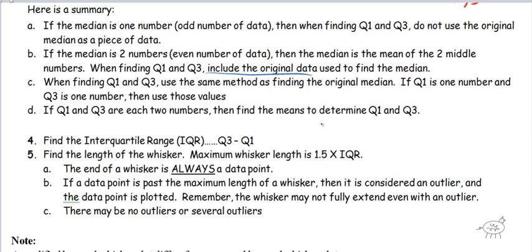The end of a whisker is always a data point. I have that underlined and capitalized. It's always a data point. Put a little star or something, blue moon, green clover, whatever you need to do, by the words "always a data point," because it is.